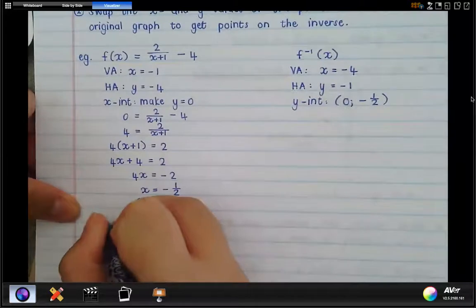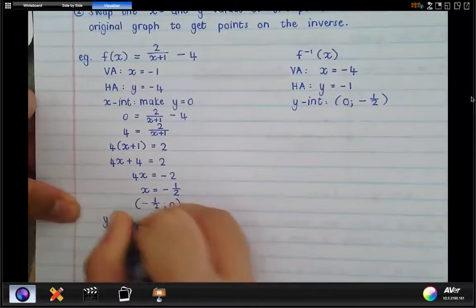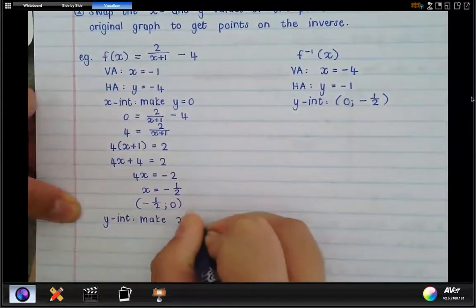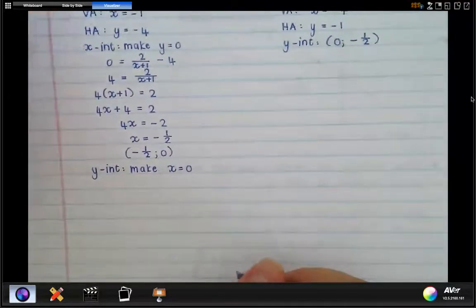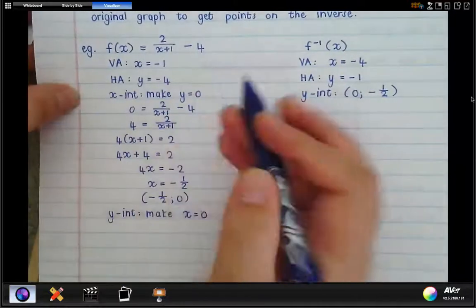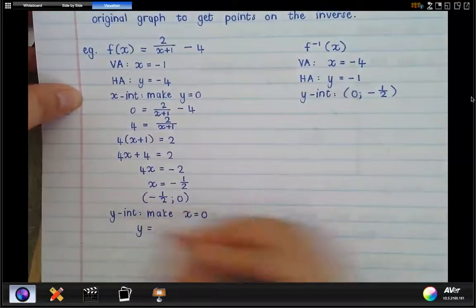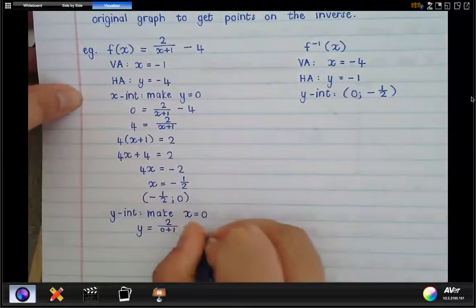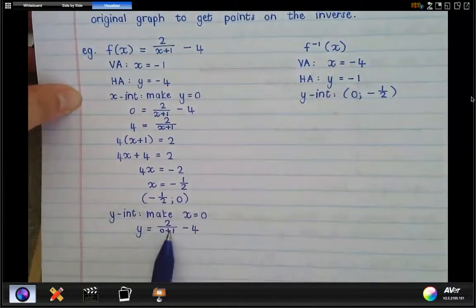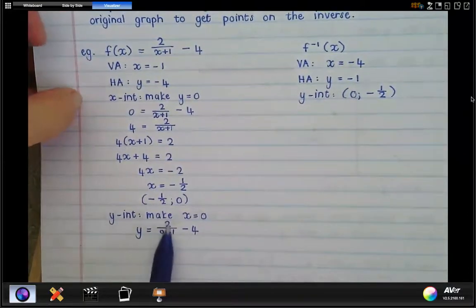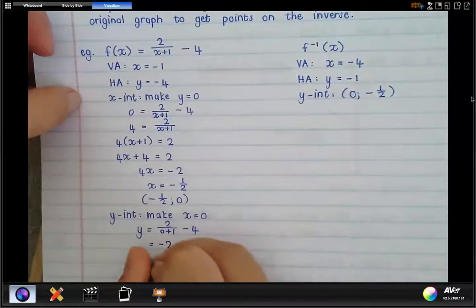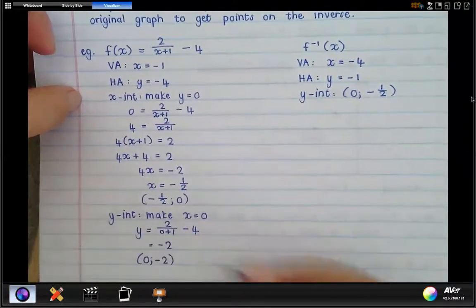Okay, if we're finding the y-intercept of the original graph, remember that means we must make x equal to 0. So in this equation, we're going to say that y is equal to, and remember, we don't actually have to show the substitution. I'm just showing it for the sake of the example. So 2 over x plus 1, which is now 0 plus 1, minus 4. So this is 2 over 1, which is 2, minus 4, which is then negative 2. So that means that the y-intercept point is (0, -2).